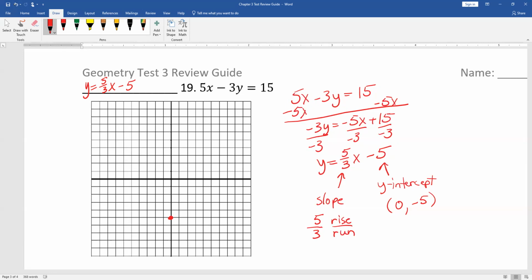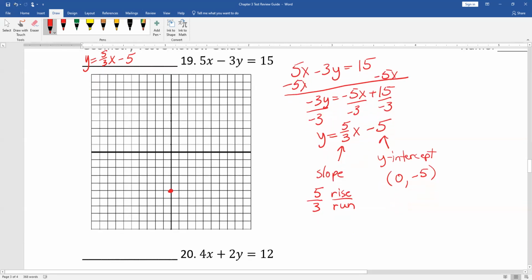Okay, so now here's the thing. Remember, we can make two different points from our y-intercept. Now, 5/3 can be a +5 over a +3, but what is another way to express 5/3?